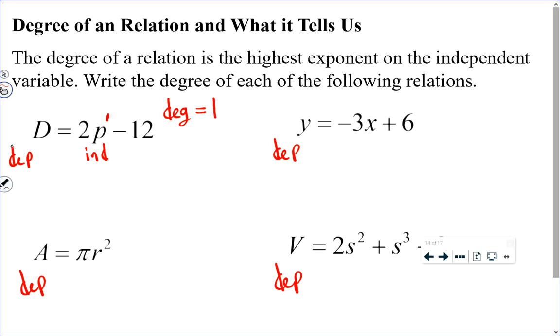If you take a look at the one to the right of that, x is the independent variable, and x happens to have an exponent of 1. And you're told the degree of a relation is the highest exponent on the independent variable. Okay, so it's 1. This is a degree of 1, too. I know, you're probably saying, so what? We'll get there. Area equals pi times the radius squared. The radius is the independent variable, and the exponent on the radius is 2, which means this is a degree 2.